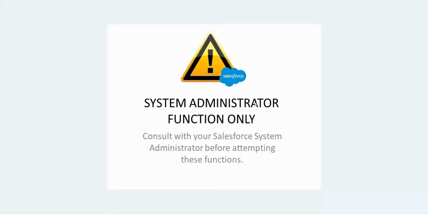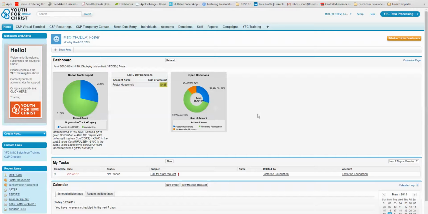Hello, in this quick video we're going to go through how to change your donor statistic settings. This is going to include whether or not your donor roll-ups equal your fiscal year and/or your calendar year, and/or how to set the end date range in your donor stats. So once again, this is a system administrator function. Please consult with your Salesforce system administrator before attempting these functions or these changes.